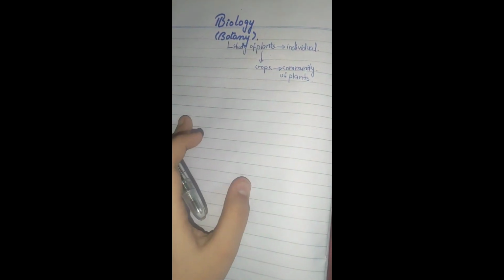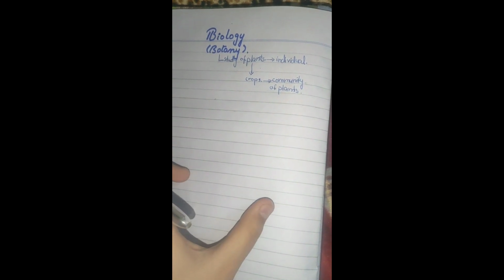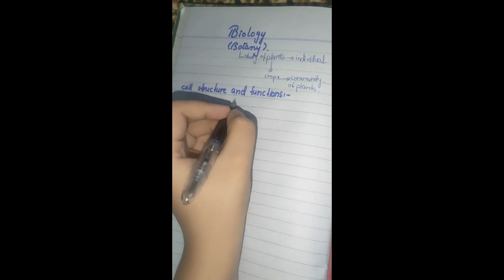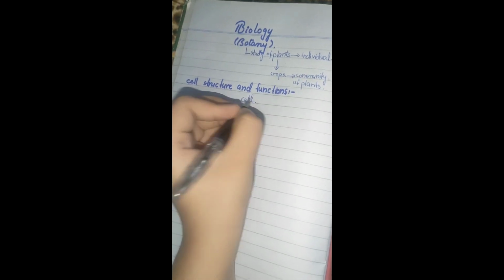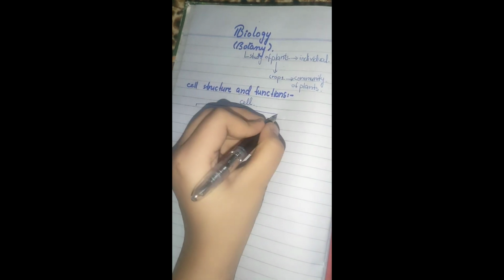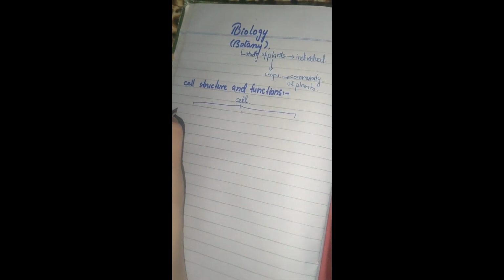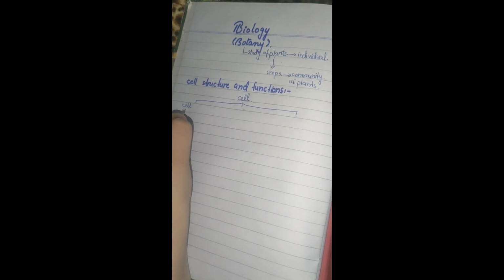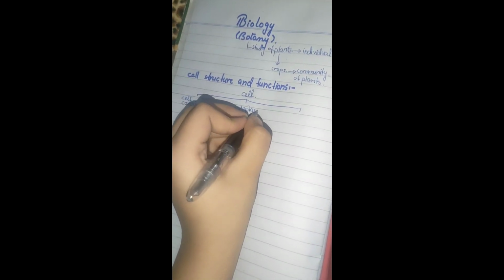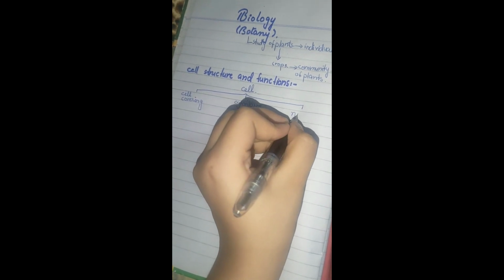Okay, so now let me tell you about cell structure and functions. First we define the cell. What is a cell? Here the cell is divided into three parts. Number one, we have the cell covering, then we have the cytoplasm, after that we have the nucleus.